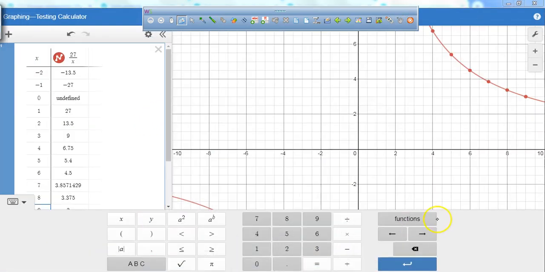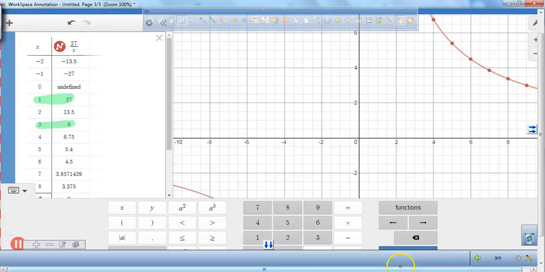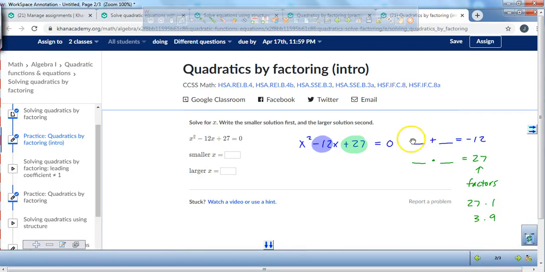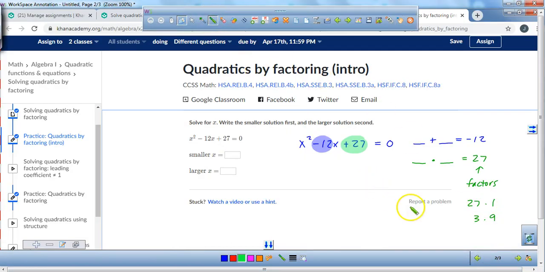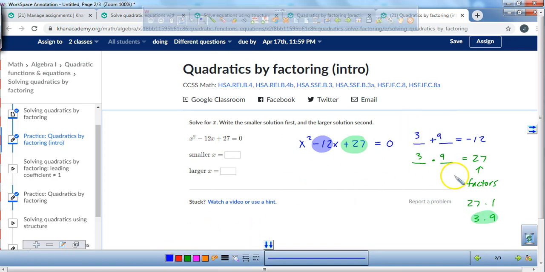Alright, let's go back. So now that we have our list of factors, the only one that can get us to where we need to go is this 3 and 9. I'm going to put a 3 and a 9. But once again, these both have to be negative.